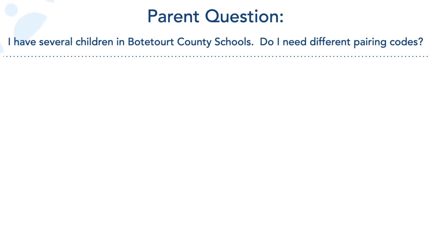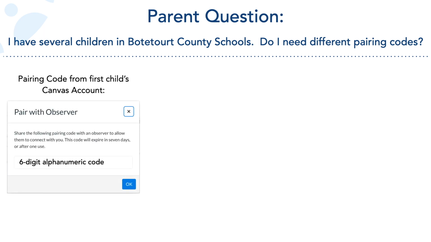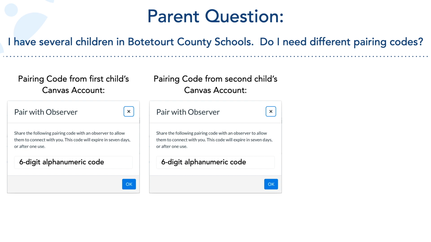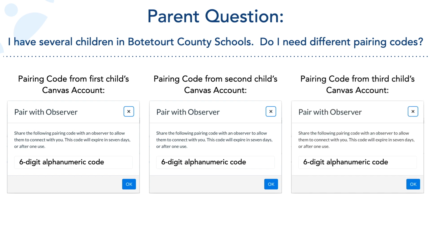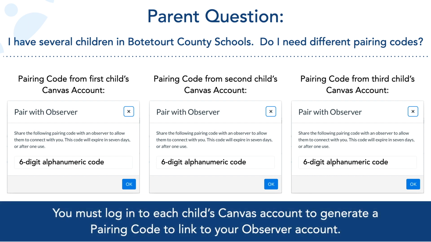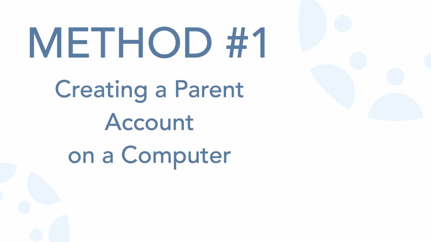Another parent question during our meeting was, I have several children in Botetourt County schools. Do I need different codes for each of them? This is a great question. A pairing code is specific to one student and can only be used once by an observer. So you will need to generate a pairing code from each child's Canvas account in order to link them to your observer account. Once used, the code is no longer valid. We will demonstrate how to add multiple students to your account later in the presentation. Now that you have a pairing code, we will demonstrate how to create a parent or observer account on a computer.